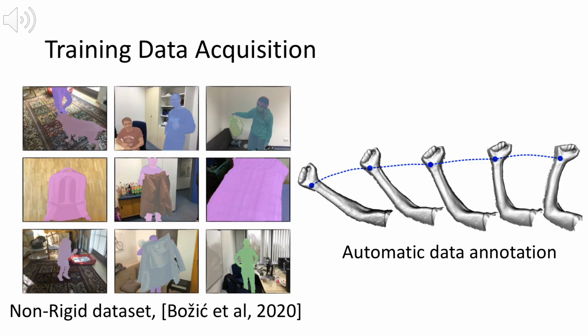For network training, we use the non-rigid dataset from Bozic et al. 2020, which captures a variety of deformable objects including adults, clothes, and animals, etc. Annotation is done automatically by using our non-rigid tracking and reconstruction method. The long-term motions between distant frames can be obtained by accumulating small inter-frame motions through time and space.